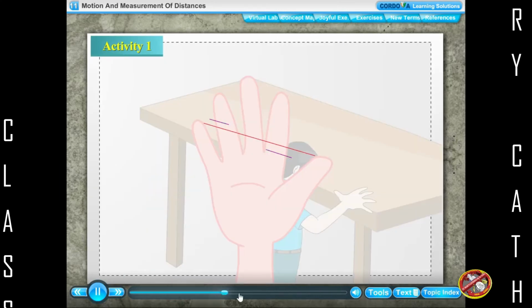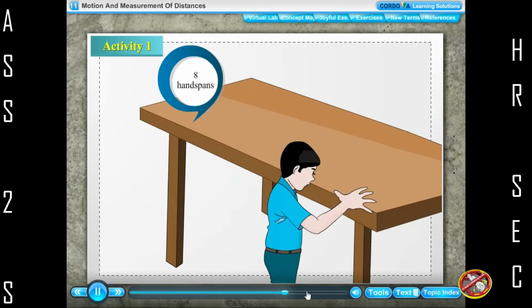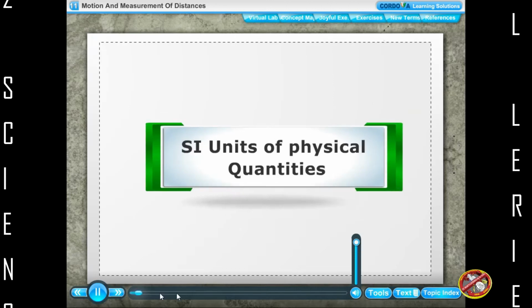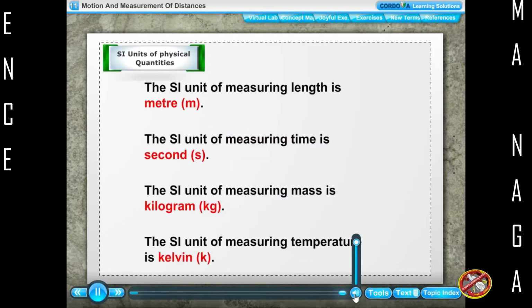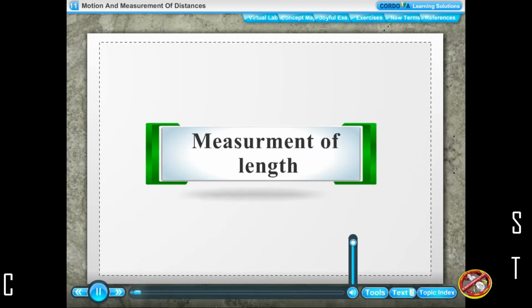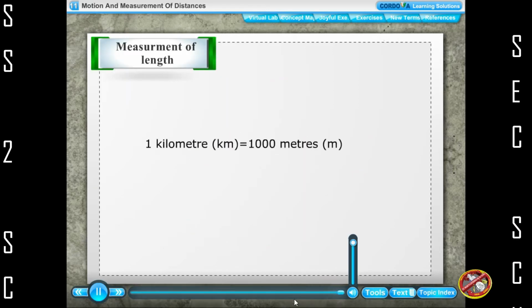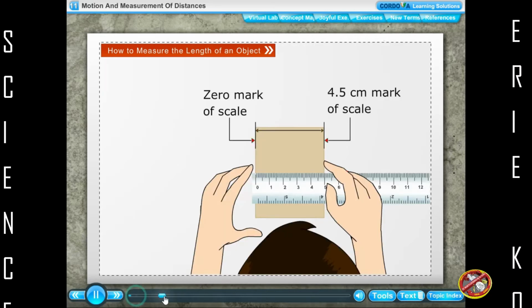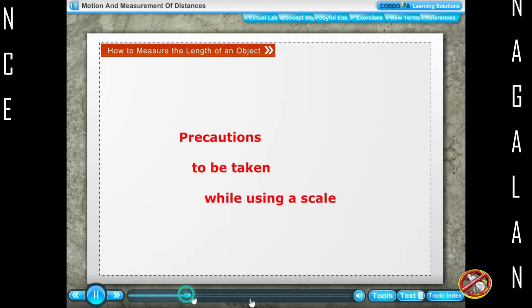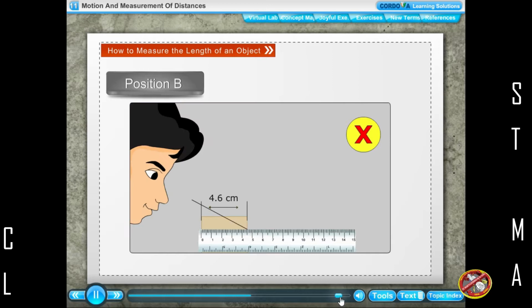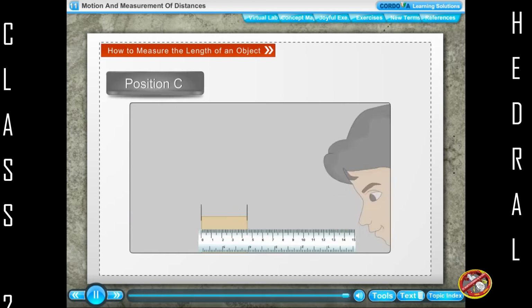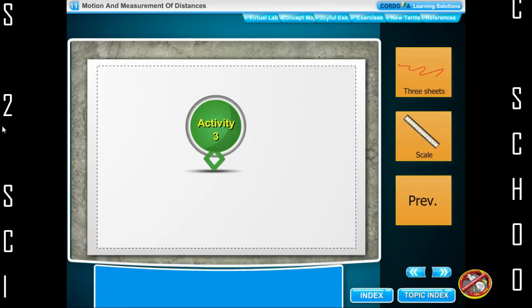Of the little finger, is it also SI units of physical measurement of length? Length is the distance 1000 meters. How to measure the length of an object while using a we... respectively, which are wrong.